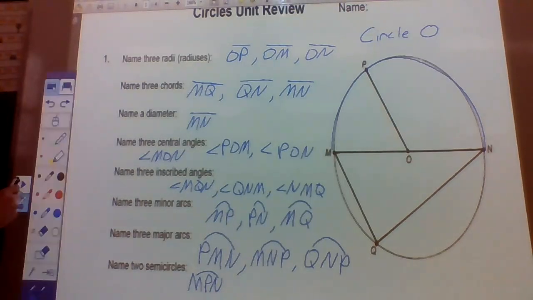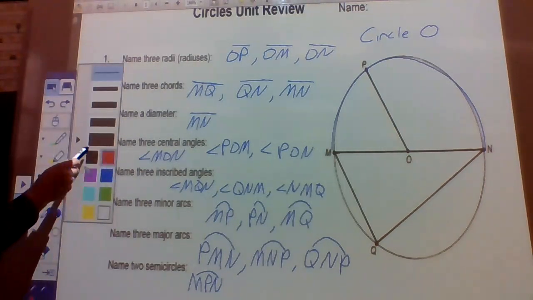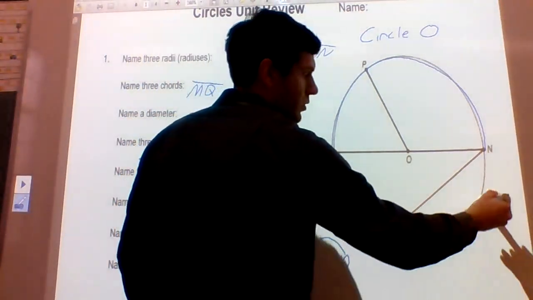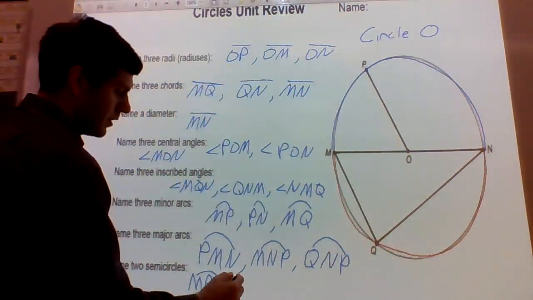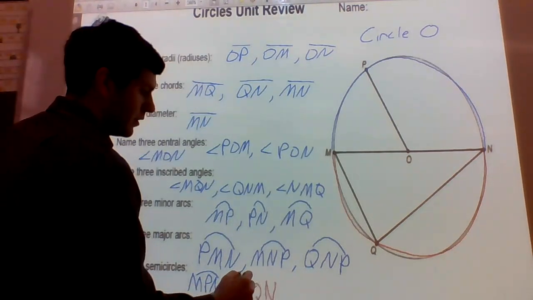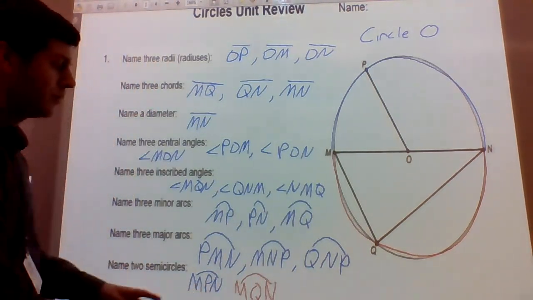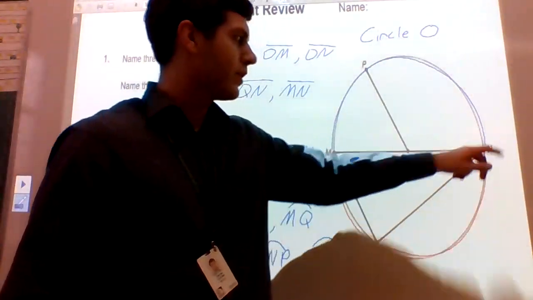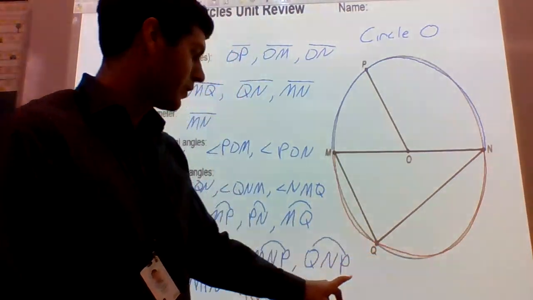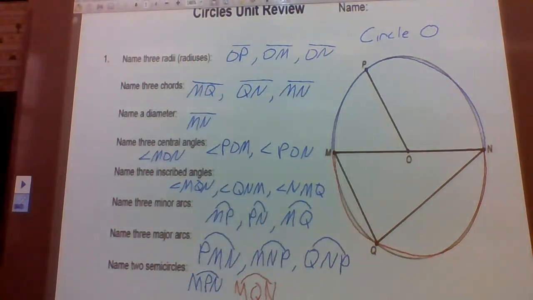And then the lower half here, M through Q over to N, that's going to be MQN. So for the top one, we went through point P, halfway around. Here we went from end to end, halfway around, but we went through point Q. So that's number one.